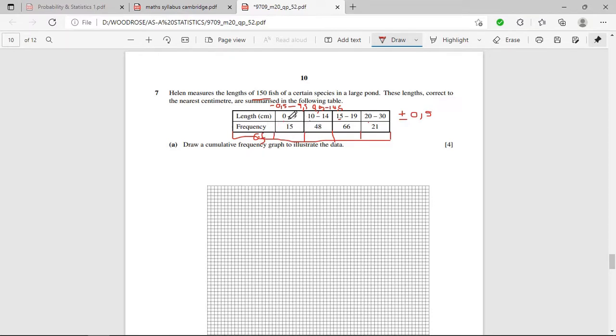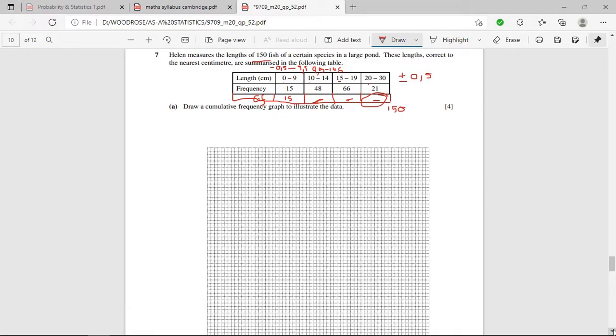You find the cumulative frequency from the frequency. You start with this 15. So with this 15, you add 48. 48 plus 15, you get this value. This value plus this value, you get this value. This value plus 21, you get this value. And you are going to see that this value is going to come up to 150. It is going to be the total. So how do you draw the cumulative frequency after completing that table?